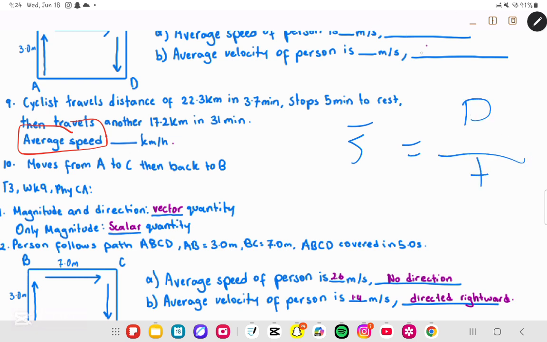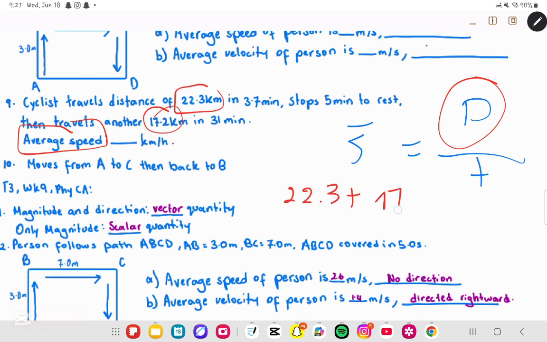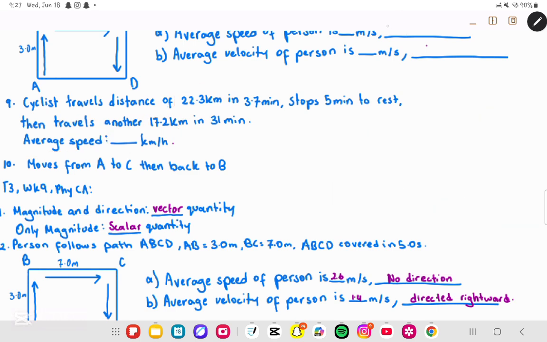So what you're going to do is calculate the total distance moved. So let's find the total distance traveled. That is 22.3 plus 17.2 kilometers. So 22.3 plus 17.2, that's going to be 39.5 kilometers as the total distance. Now, 39.5 kilometers. We need to find the time. How do you find the time? The total time is 3.7 minutes plus 5 minutes, don't forget this, plus 31 minutes.